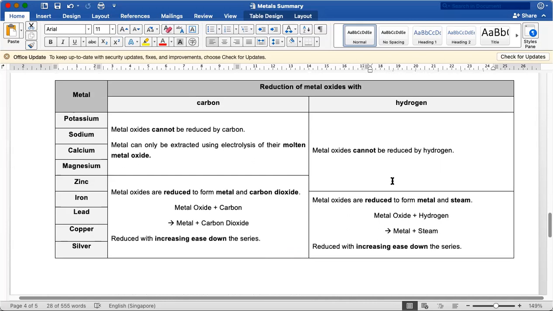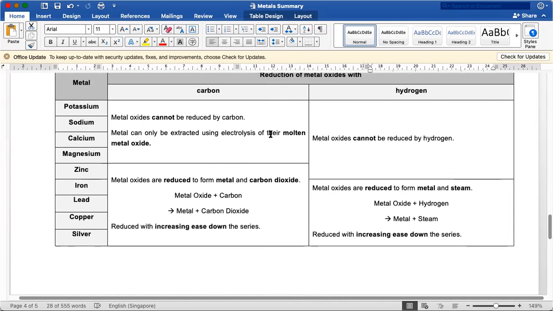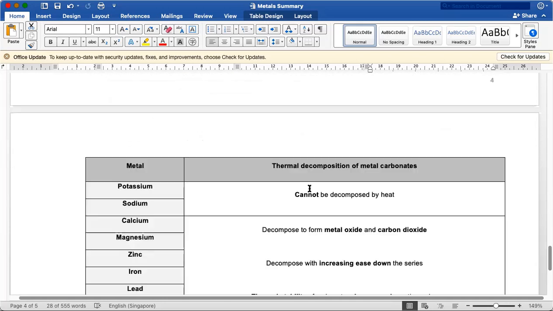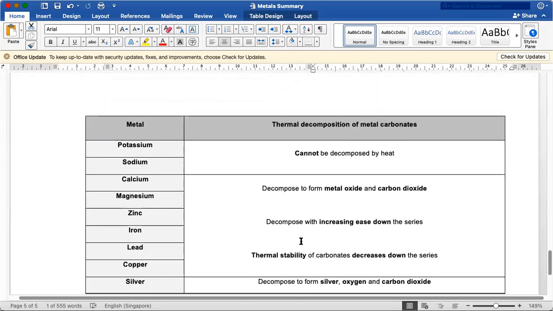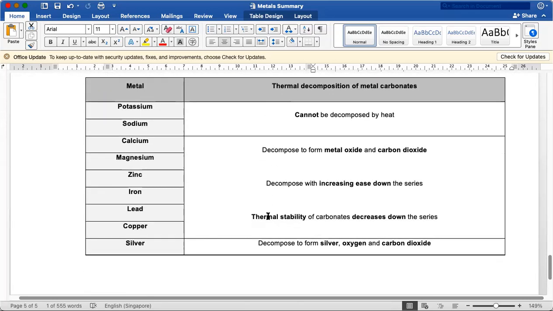Then I move on to the reductions of metal oxides with carbon and hydrogen. I try to organize them in table form so it's easier to study and look at as a whole. So a table allows students to view it as it is. I hope you students out there can benefit from this. Remember, metal oxide with hydrogen forms steam, not water, because of the high temperature that causes water to be above its boiling point. And then the decomposition of metal carbonates, very important.